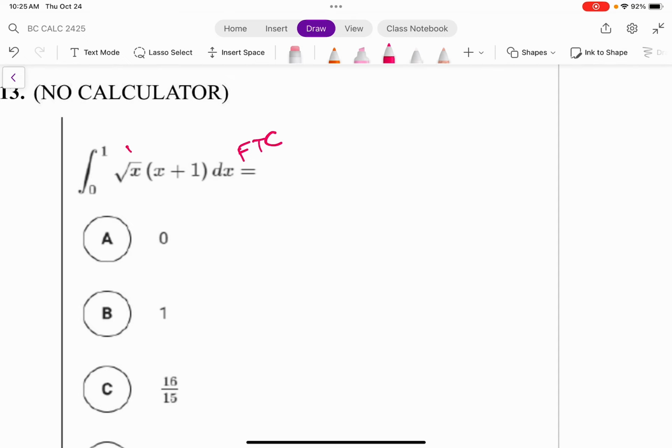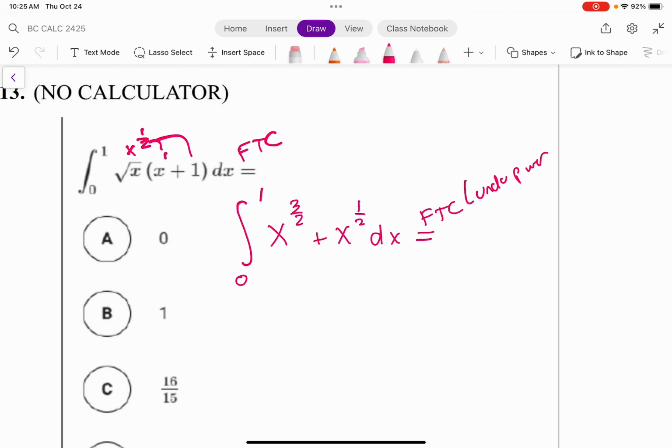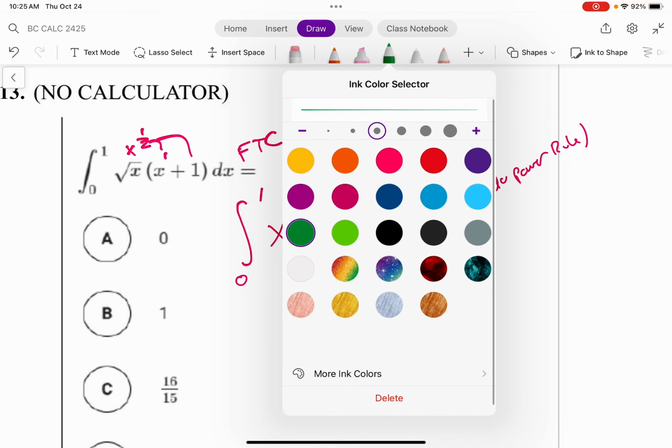Well, first, think of this as x to the 1/2. And then distribute. And when you distribute, it looks like this. So it's x to the 1/2 times x to the 1, which is x to the 3/2, plus x to the 1/2 times 1 is x to the 1/2. Now I can just undo the power rule. Okay, that is the trick to this problem.